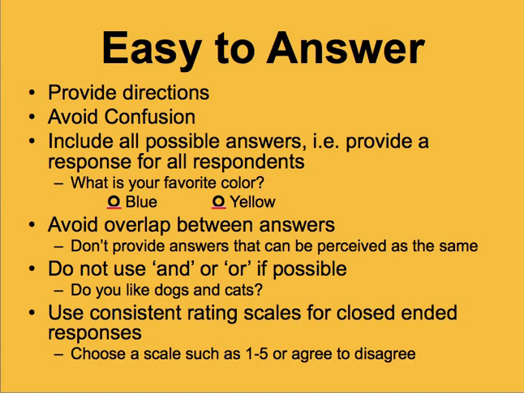So the questions would be, do you like dogs, as question 1, and question 2 would be, do you like cats? Finally, use consistent rating scales for close-ended responses. In some instances, you may want to put a scale associated with the question. You've seen surveys like this before where you're asked about your agreement or disagreement with a certain statement, or you may be asked to rate something on a scale from 1 to 5.